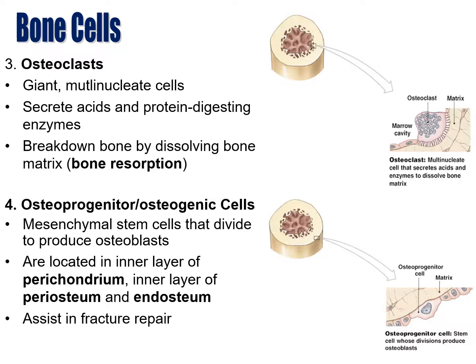The osteoprogenitor cells are the mesenchymal stem cells that actually give rise to the osteoblasts. We find these stem cells in the outer covering of the bones, which is known as the periosteum, in the inner lining of the bone lumen, the endosteum, and surprisingly also in the covering of the cartilage called perichondrium. Why they are present in perichondrium, we will learn about in subsequent slides.